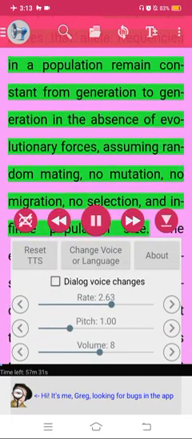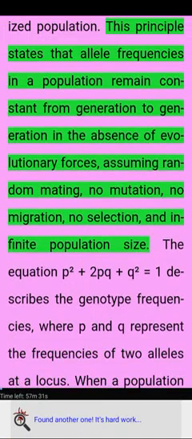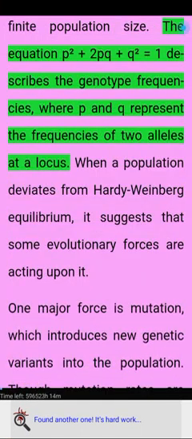This principle states that allele frequencies in a population remain constant from generation to generation in the absence of evolutionary forces, assuming random mating, no mutation, no migration, no selection, and infinite population size. The equation p squared plus 2pq plus q squared equals 1 describes the genotype frequencies, where p and q represent the frequencies of two alleles at a locus.